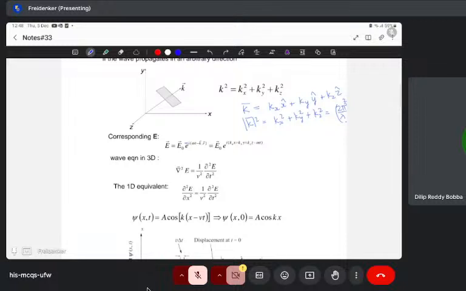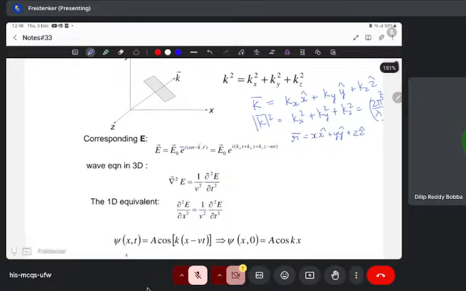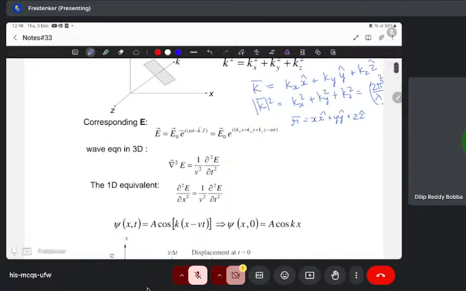And k bar is nothing but kx x cap plus ky y cap plus kz z cap. They just wrote it there. If they take the dot product with r bar, which is x x cap plus y y cap plus z z cap, you'll have kx x, ky y, kz z. That is also fine. I would prefer a minus sign.